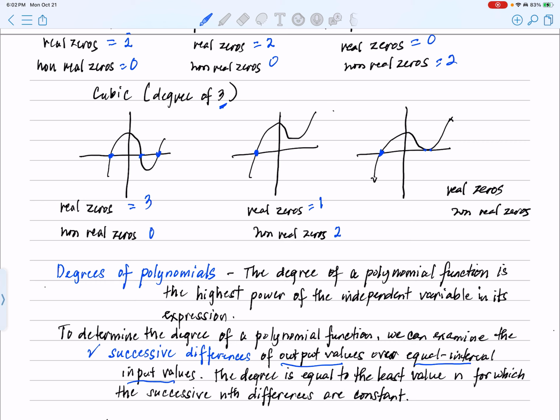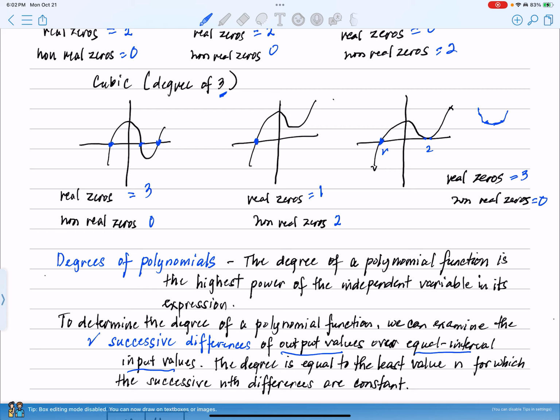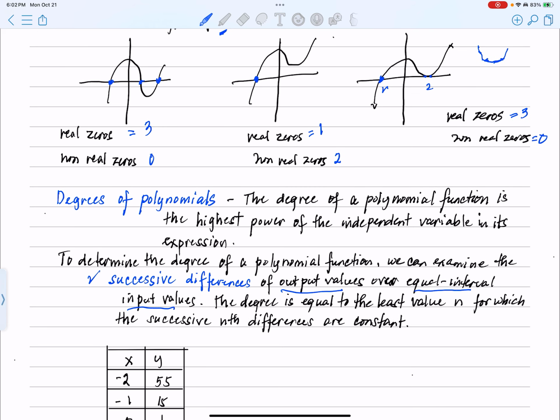So in this case right here, we have 1. In this case, when it touches, that means there are 2. Remember the 2 points, when they get closer, they just touch. So the real zeros here is 3, and the non-real is 0. So 3 plus 0 is 3. All right. So let's look at the last topic that we have to deal with in this lesson right here. We have the degree.